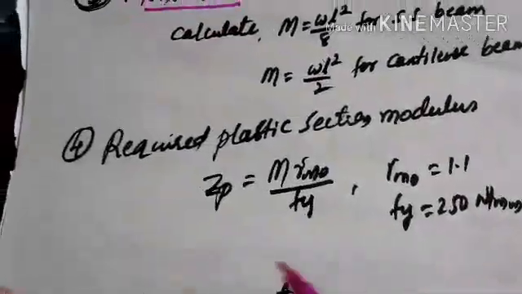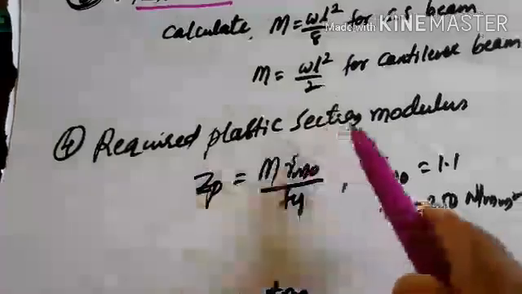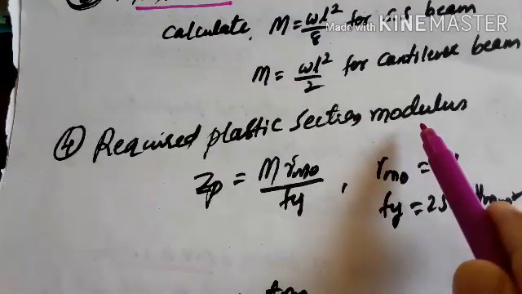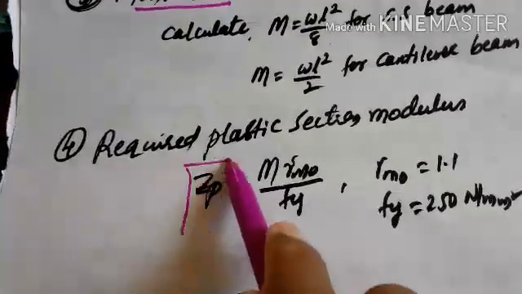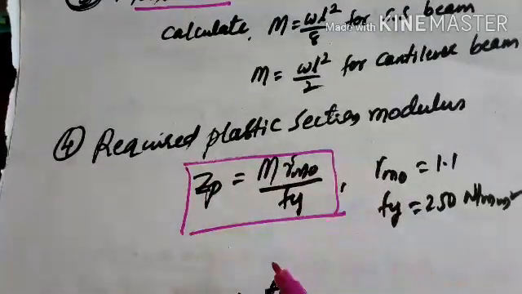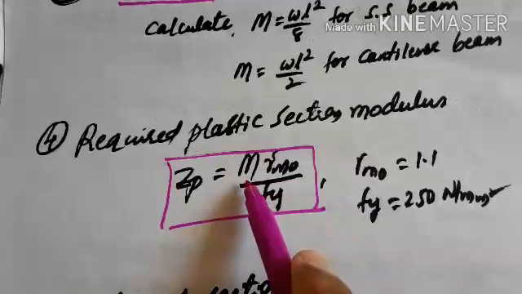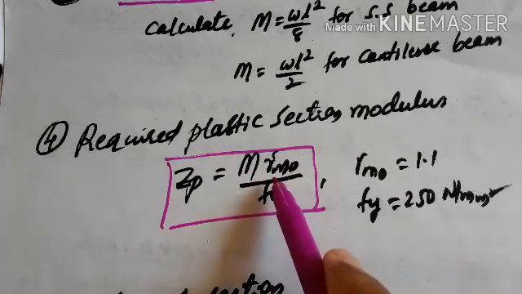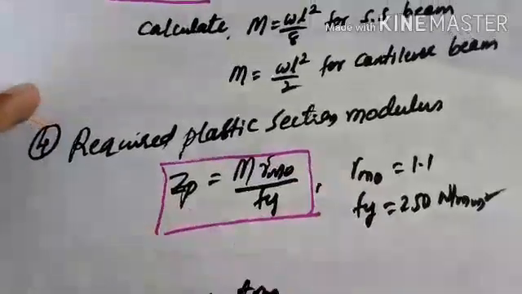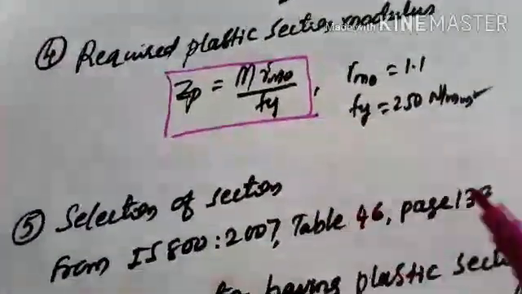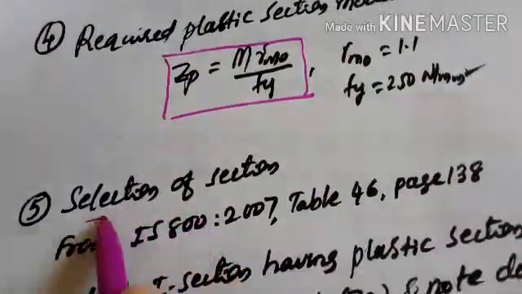Then in step number 4, the required plastic section modulus. Here you calculate how much plastic section modulus is required by using this formula, because you know the bending moment, then the partial safety factor, then Fy. Calculate the required plastic section modulus. Then after calculating it comes the selection of section.